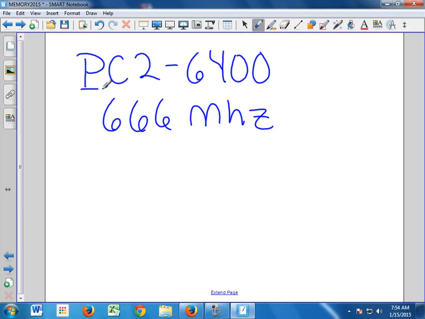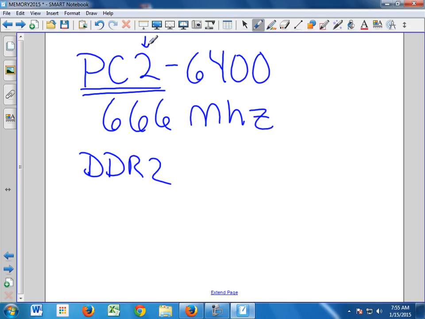This is the generation of RAM that it is. If it's PC2, it means it's generation DDR2. If it says PC3, it means it's DDR3. If it just says PC, it means it's DDR. This number, higher is better, right? It's DDR3, it's newer than DDR2. So that's the first way to look at which one is better. The generation should be higher for it to be better.